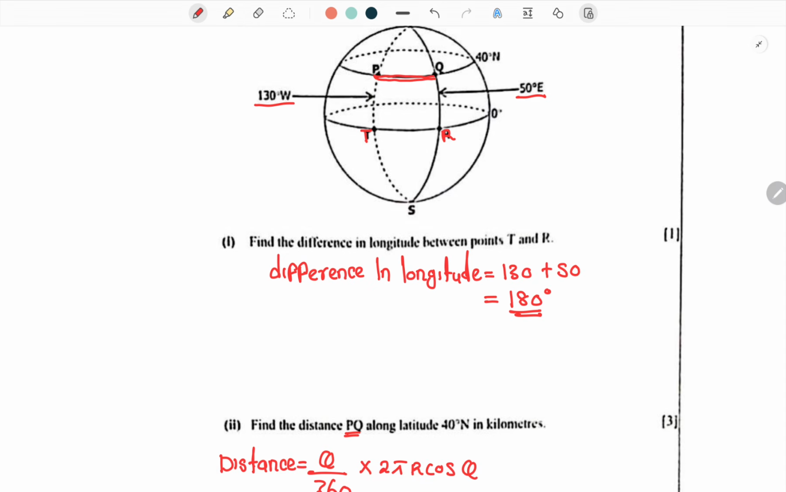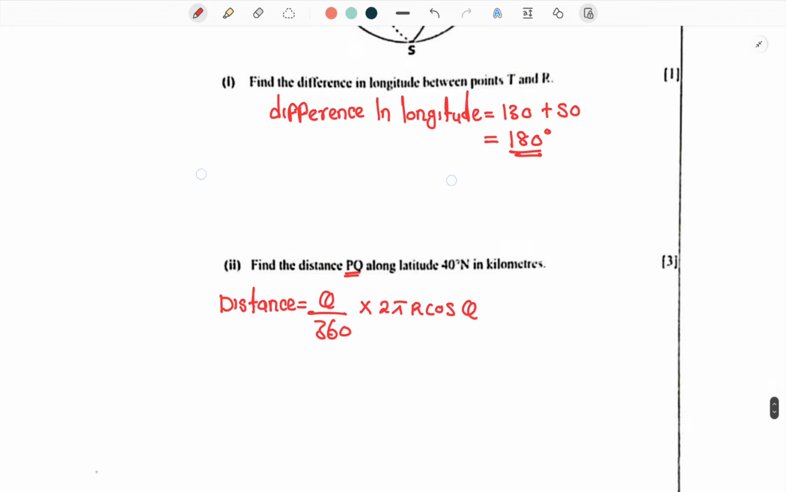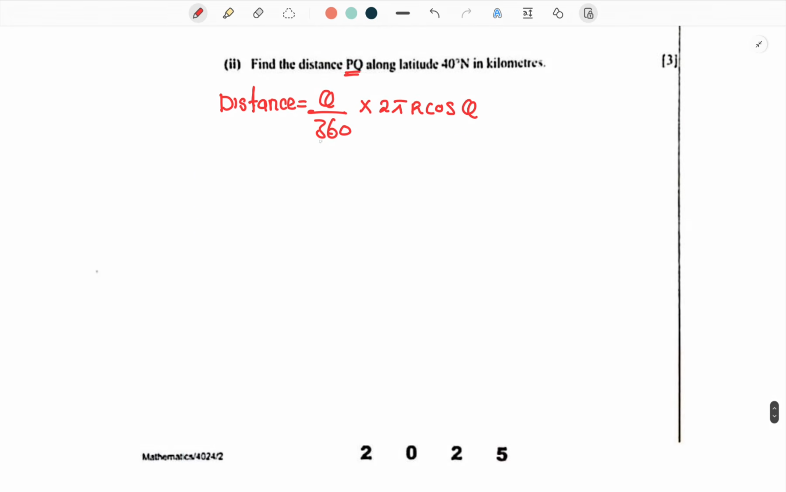Because the distance PQ was lying in the same longitudes as TR, so they will still have a difference in longitude of 180. And you'll be using your 180 here. So you're going to put your 180 here over 360. You multiply it by 2, then 3.142. Then your radius was given to be 6370 cosine. Then they were saying in the latitude of 40 degrees.